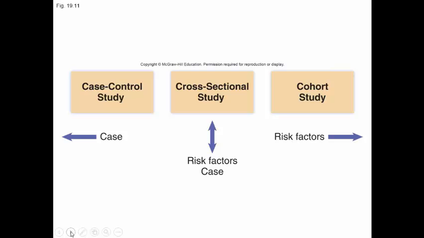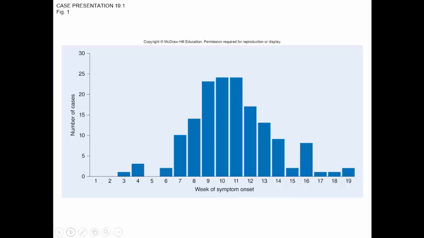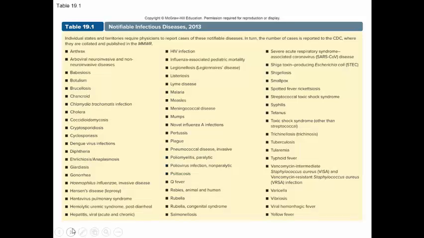Okay? Now, infectious disease surveillance. This is where we get into table 19.1. You didn't think that this occurred, did you? Well, it does, and it's a lot. Now, oops, I went backward here. Sorry about that. Let me help you here.